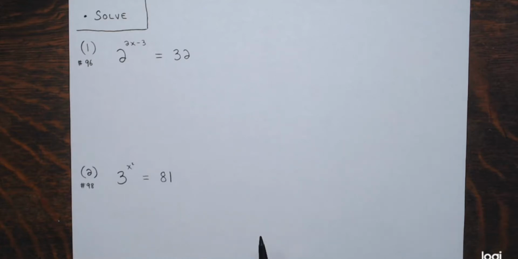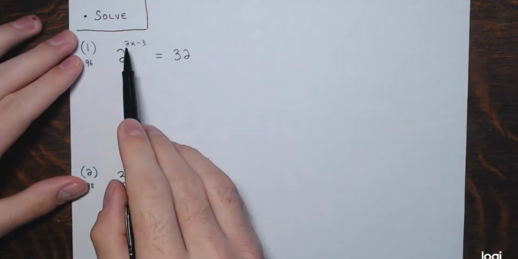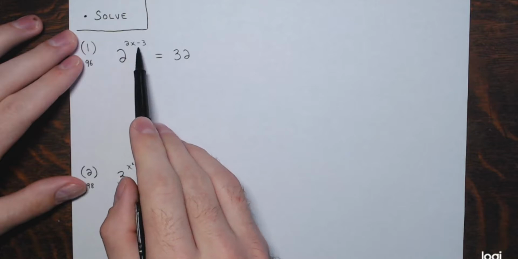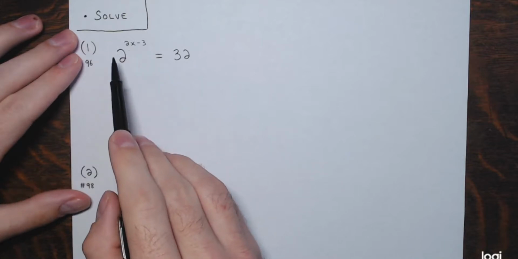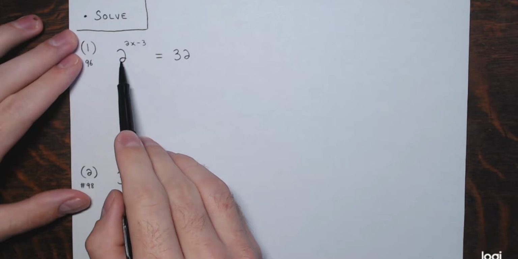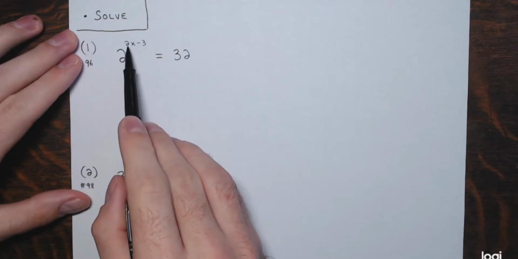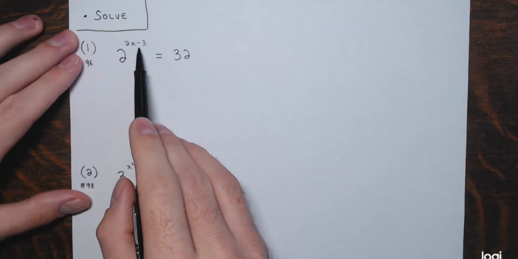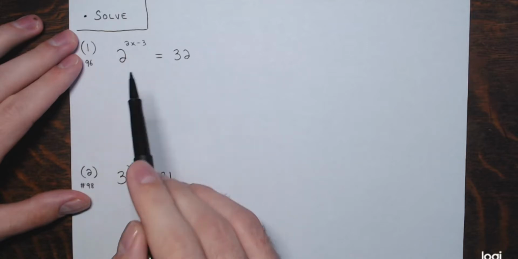Alright, so these are exponential equations because the variable we're trying to solve for is in an exponent. It's in a power. So you see here on the left side I have a base of 2 raised to an exponent of 2x minus 3 equals, and then on the other side we have 32.